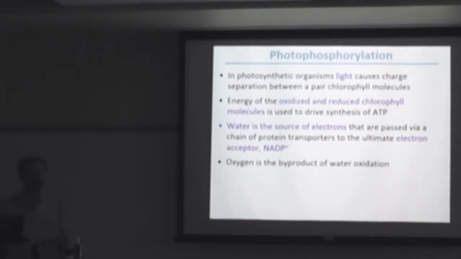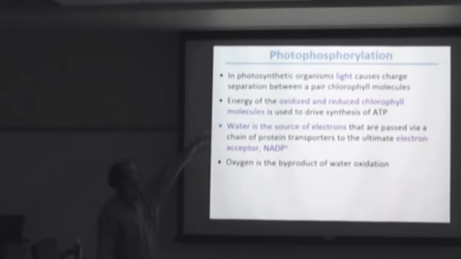Plants, however, do something a little bit different. It's called photophosphorylation rather than oxidative phosphorylation. So the key difference between oxidative phosphorylation and photophosphorylation is where you get the energy from. In oxidative phosphorylation, we get the energy from reduced biofuels like fats or carbohydrates. Plants get the energy from light.